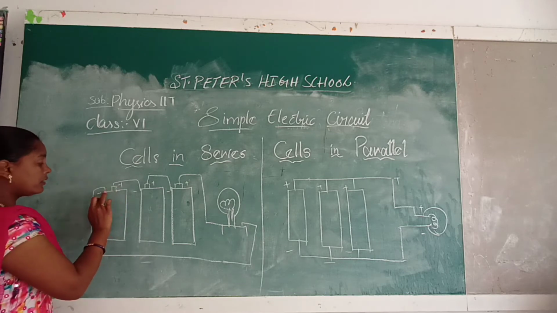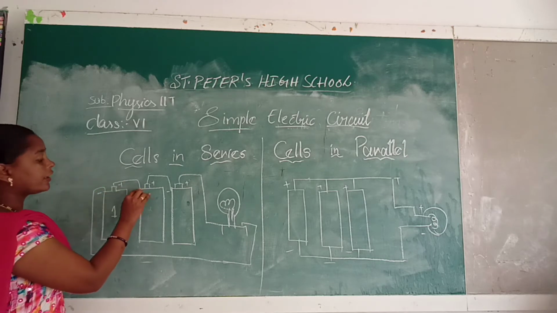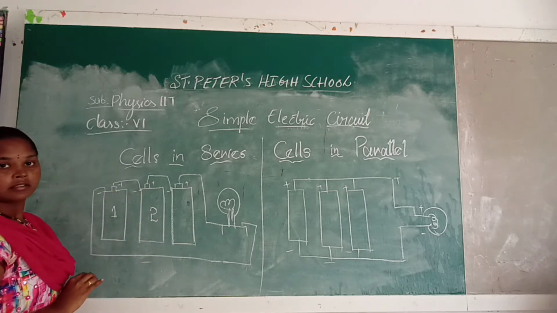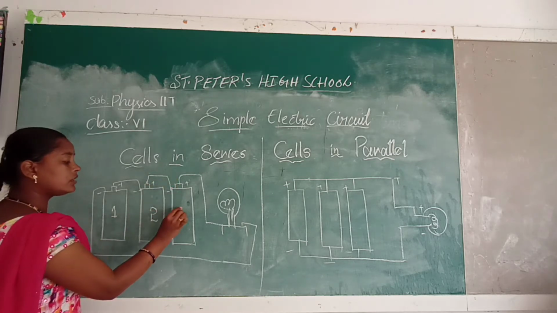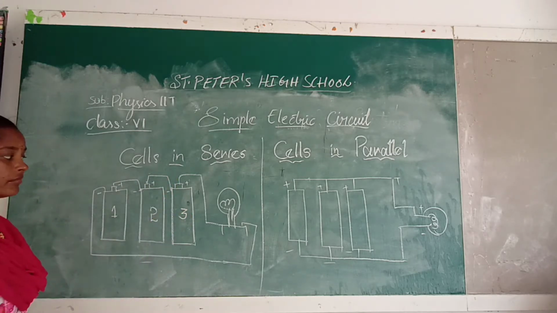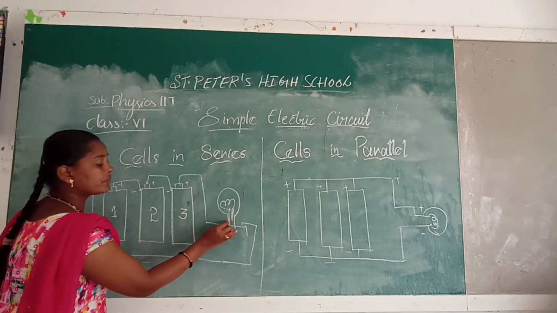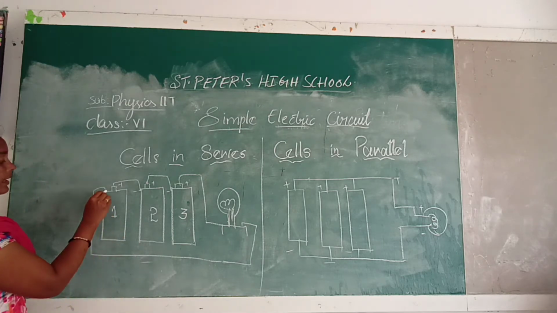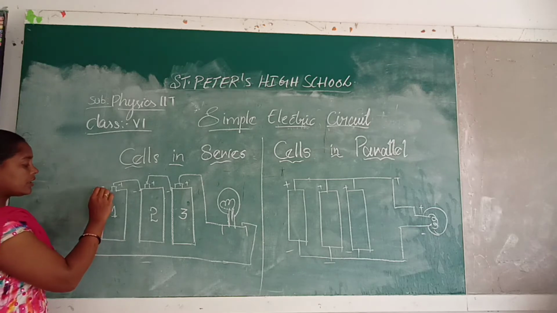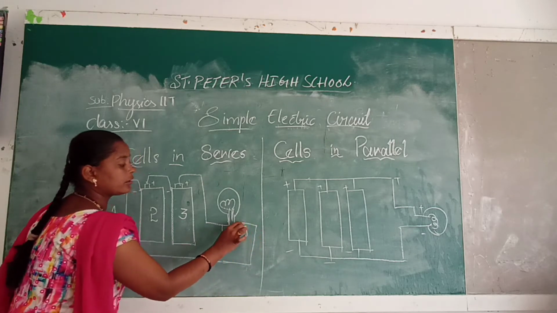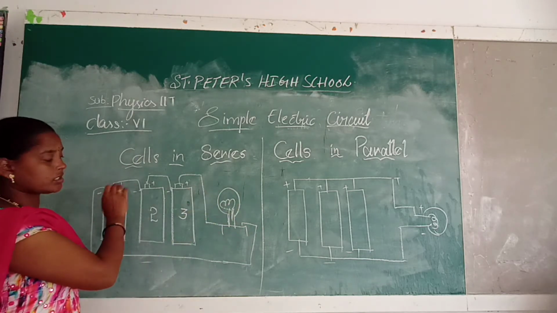So here the positive terminal of the first battery is connected to the negative terminal of the second battery. Again, the positive terminal of the second battery is connected to the negative terminal of the third battery. And the positive terminal of the third battery is connected directly to the bulb. And here the battery 1 negative terminal is empty, so we connect this negative terminal to the negative end terminal of the bulb. So here this is a circuit. This is a closed circuit, right?